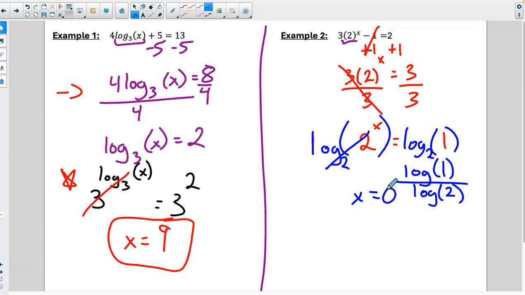Questions? Make sure you get this down. So write it down if you need to. I'll wait for a moment. And then we will move on to the bottom two problems.